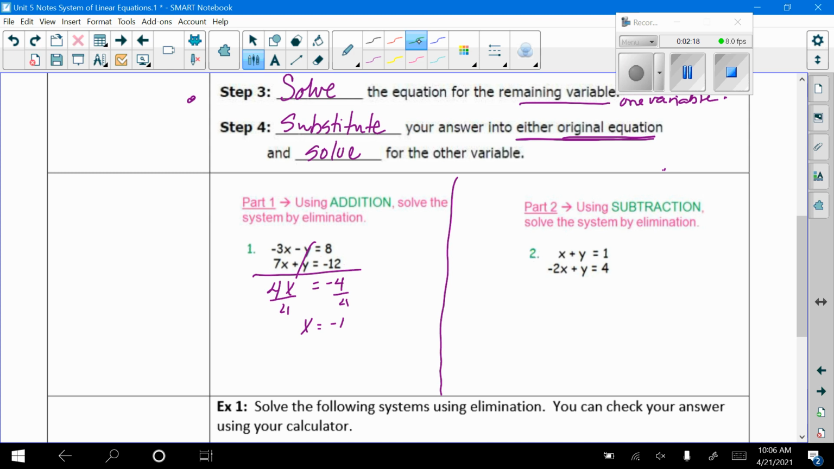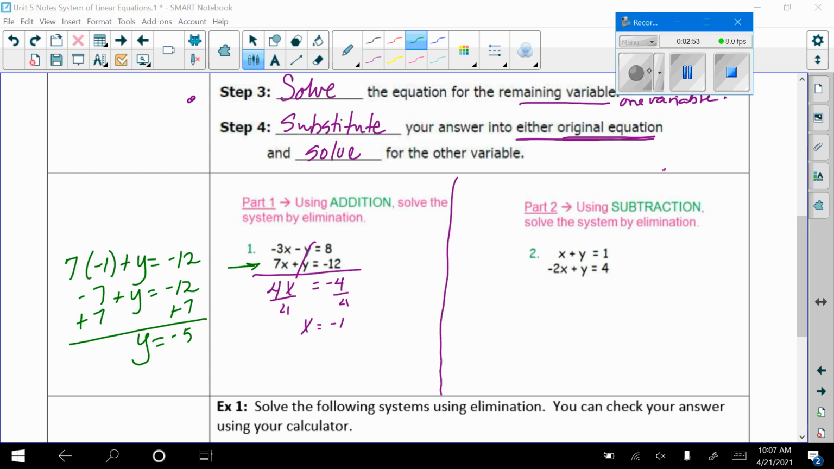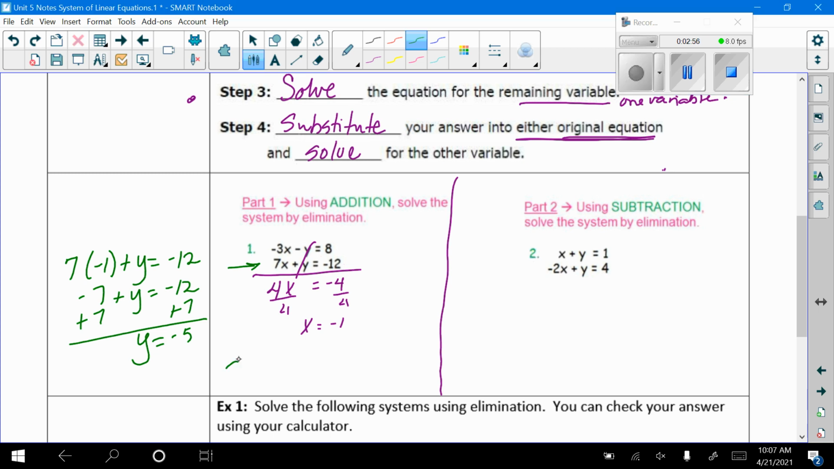Now I'm going to take that value and plug it right back in to one of my originals. I'm going to choose this bottom one. I'm going to say 7 times the x value, negative 1, plus y equals negative 12. So negative 7 plus y equals negative 12. I'm going to add 7 to both sides. So y equals, well, 7 would be 8, 9, 10, 11, 12, gives me negative 5. So I end up with negative 1, negative 5.